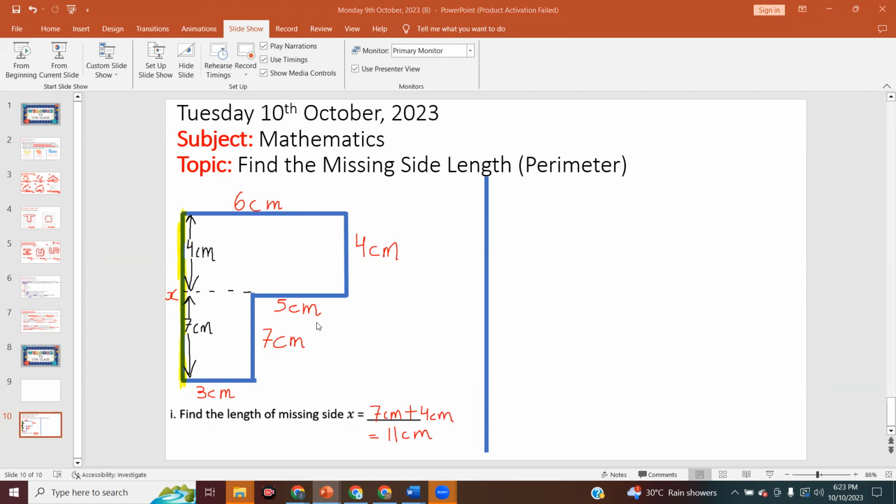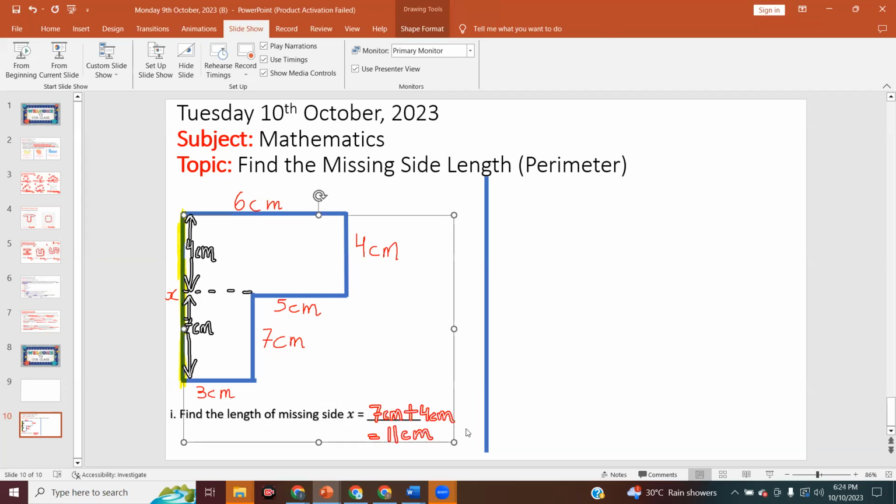So do you all understand how we got 11? Yes. So the next question is, how did I get 11? I got 11 because I was trying to find X. X is going to be this whole length, the yellow line. I know this side is 4, I know this side is 7 centimeters, and I also know that this side is 4 centimeters. So that side is also going to be 4 centimeters. So in order to get X, I must add 7 plus 4.